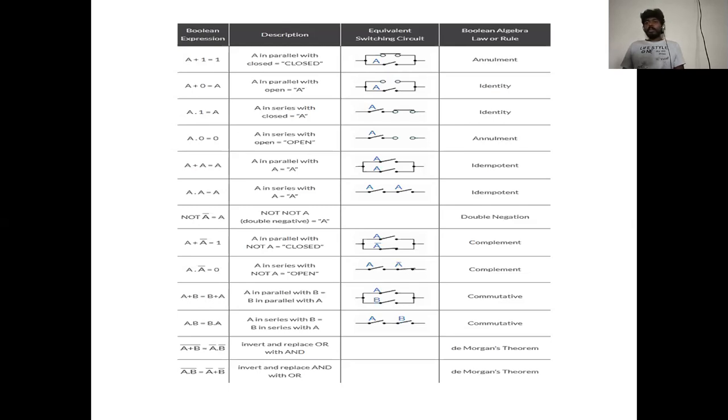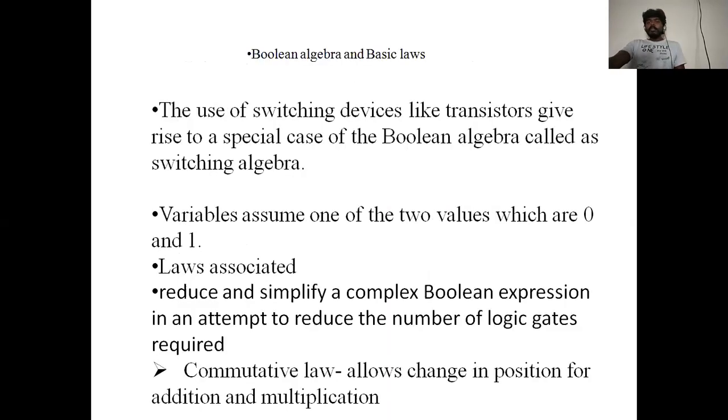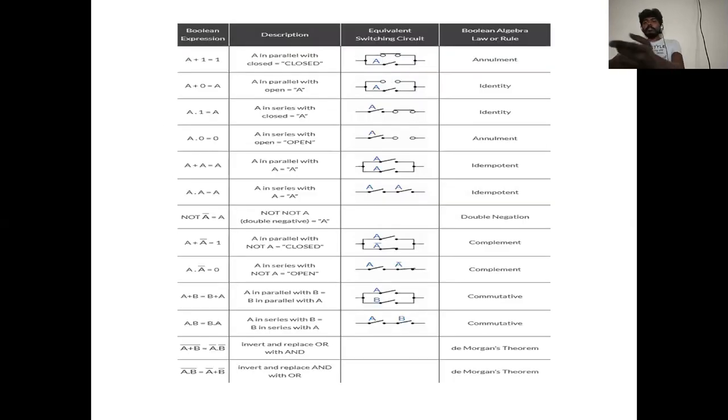This is called the complement operation. And another complement is there for multiplication, that is A into A bar equal to 0. And then next we have the commutative law, A plus B equal to B plus A. As we said earlier, this commutative law allows the change in position for addition and multiplication. Similarly, here we have changed the position of addition and multiplication. In the commutative law, A plus B equal to B plus A, and then we change the plus to the multiplication operation, A into B is equal to B into A, right?